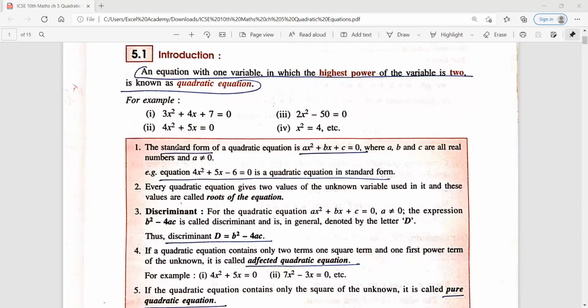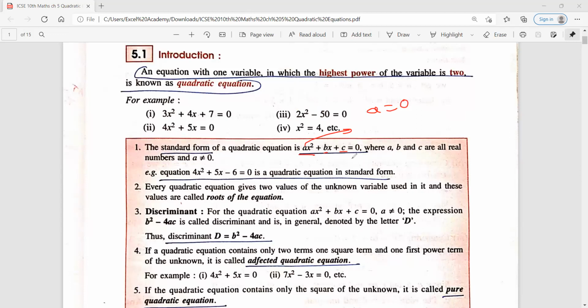So how will you write the standard form of a quadratic equation? The standard form of a quadratic equation is ax square plus bx plus c equal to 0, where a, b, and c are all real numbers and a is not equal to 0. Why a not equal to 0? What is a? A is the coefficient of x square, b is the coefficient of x, and c is the constant term. Suppose a is 0, what will happen?